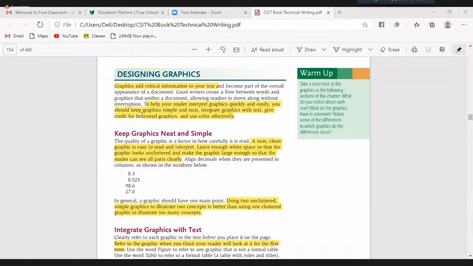Point number 1, keep graphics simple and neat. Point number 2, integrate graphics with text. Point number 3, give credit for borrowed graphics. And point number 4, use color effectively. Only these 4 points. And you have to briefly describe each point. So by using those highlighted points, you can write in your own language.